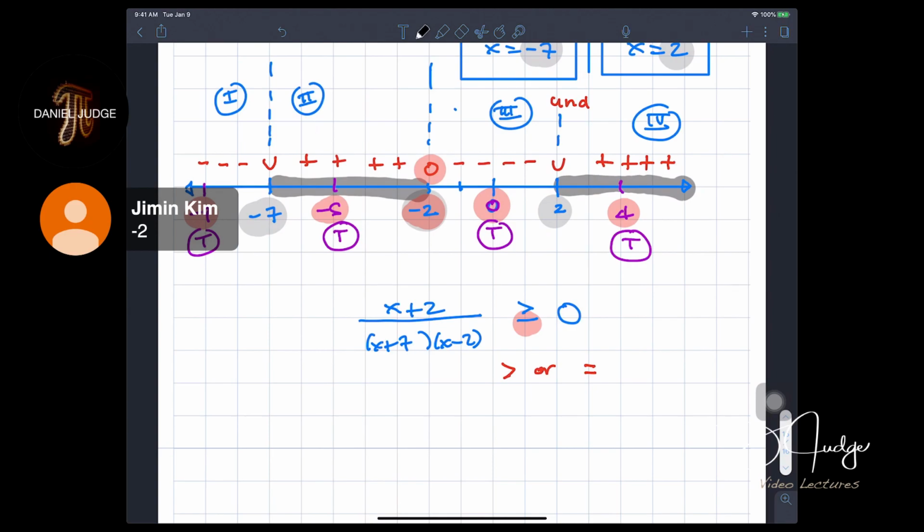That means put a square bracket. And you say, what about negative 7? You're going to put a parentheses because you don't include negative 7 because this is undefined. It's not 0. 0 is defined. You put a parentheses here. Why? Because at 2, this is undefined again. 0 is very much defined. They're not the same thing. So it only happens at negative 2. Thank you, Carmen. Thank you, Jimin. Thank you, Janelli. It only happens at negative 2.